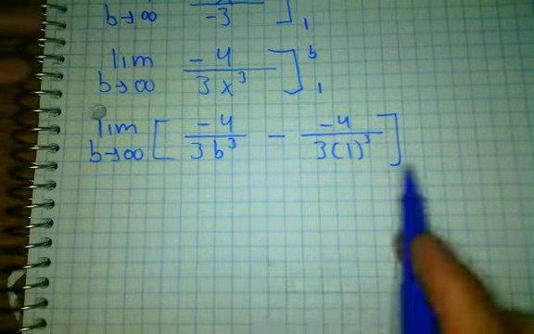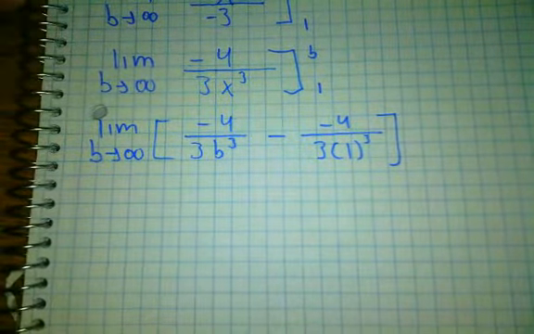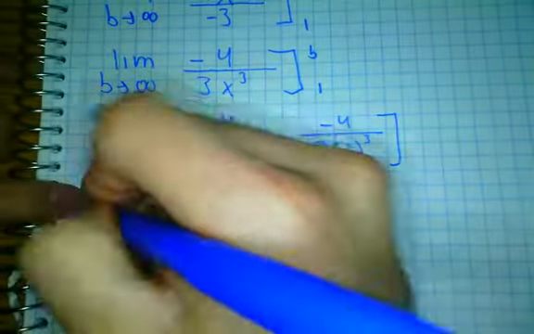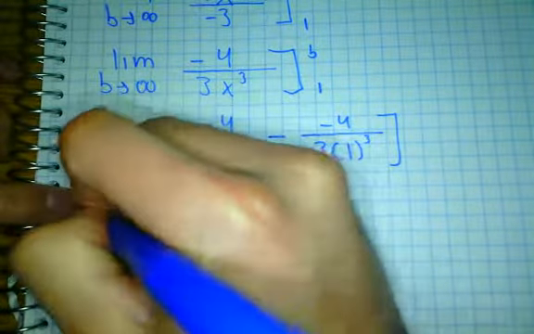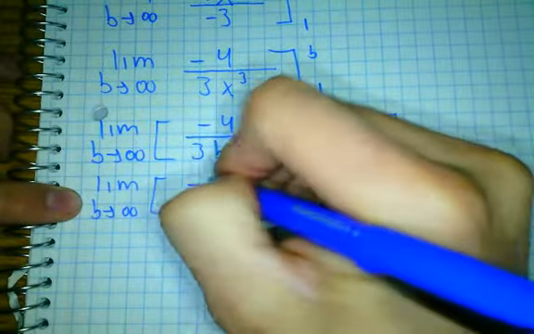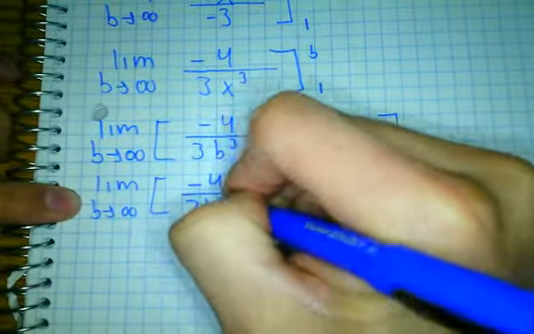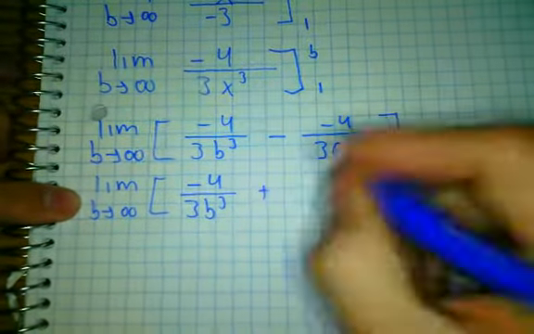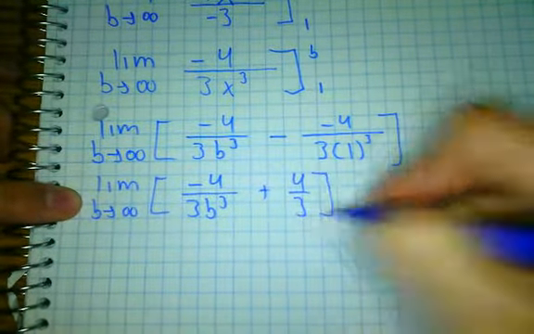So, you're with me? The answer is 1/3. So hold on. Yes. So here's what happens. Here's where I'm at then. The limit as b approaches infinity of, well, I can reduce that, so it's going to be negative 4 over 3b to the 3rd, and this becomes plus 4/3.